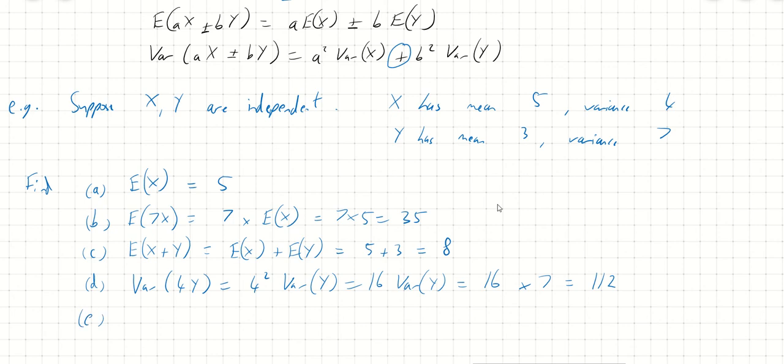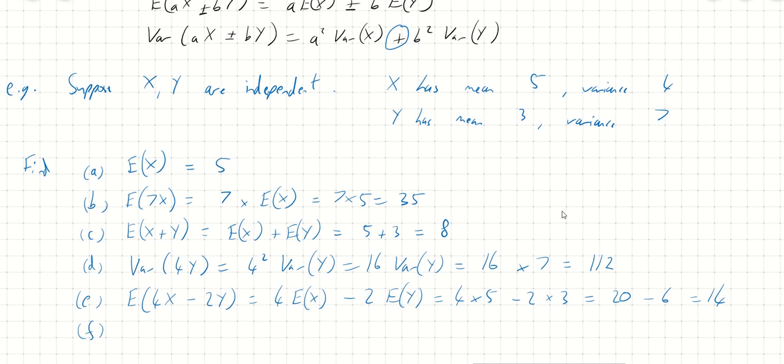How about the expectation of 4x minus 2y? Well, this is just 4 times the expectation of x minus 2 times the expectation of y, which is 4 lots of 5 minus 2 lots of E of y, which was just 3. This is 20 minus 6, which is 14. Okay, notice when we're working with expectation, we have a minus here on the left and a minus on the right.